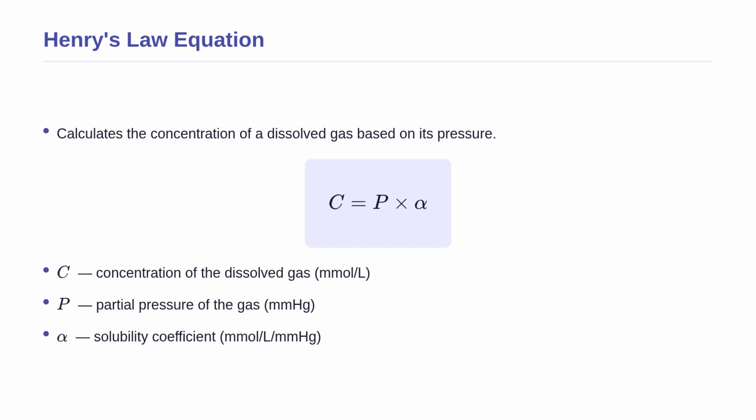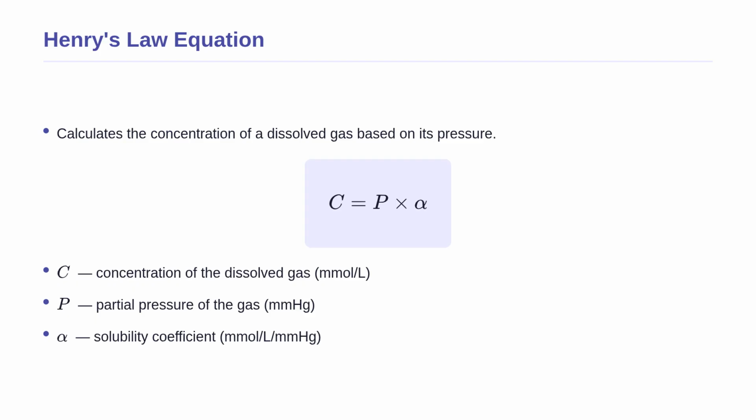The formula is beautifully simple. C equals P times alpha. Here, C is the concentration of the dissolved gas, measured in millimoles per liter. P is the partial pressure of the gas, measured in millimeters of mercury. And alpha is the specific solubility coefficient for that gas in the blood.